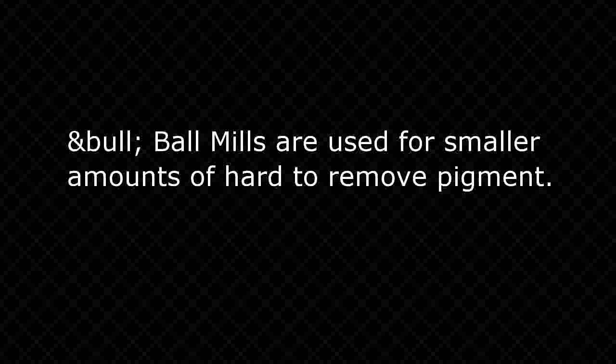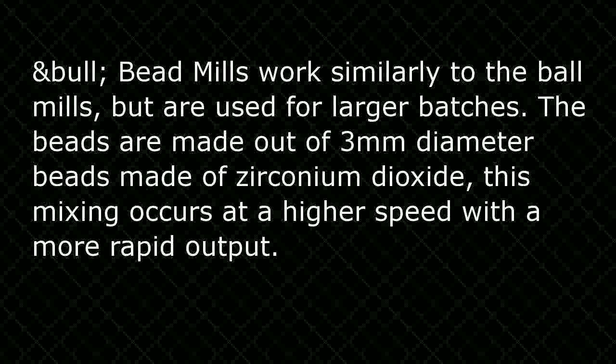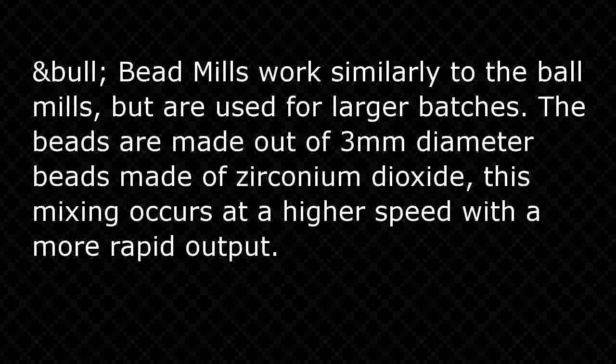For more stubborn clumps, other methods may need to be used. Ball mills are used for smaller amounts of hard-to-remove pigment. The rolling and tumbling motion of the porcelain balls breaks up the pigment. Bead mills work similarly to the ball mills, but are used for larger batches. The beads are 3 mm in diameter and made of zirconium dioxide.